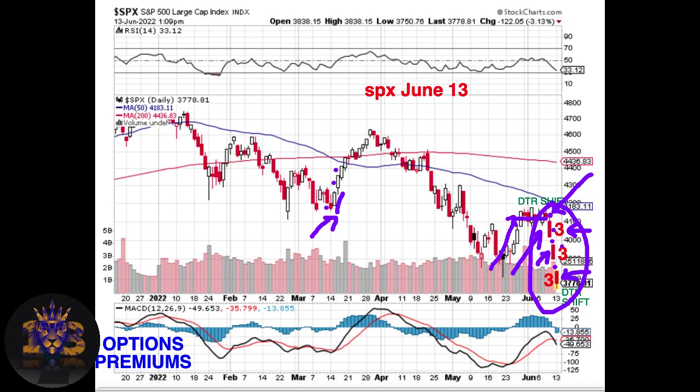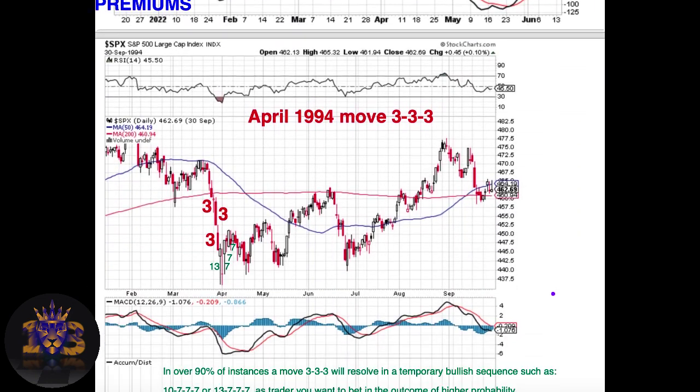So at this point, after witnessing this 3-3-3 sequence, guys, which is highly bearish, understanding that the next day's move cannot be another 3, going back 20 years, all right? We understand that at that point, the market is likely to bounce as it does in 90% plus cases.